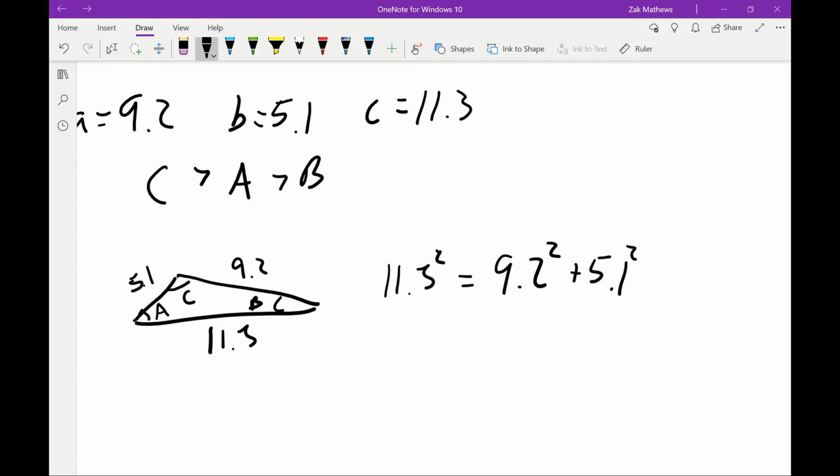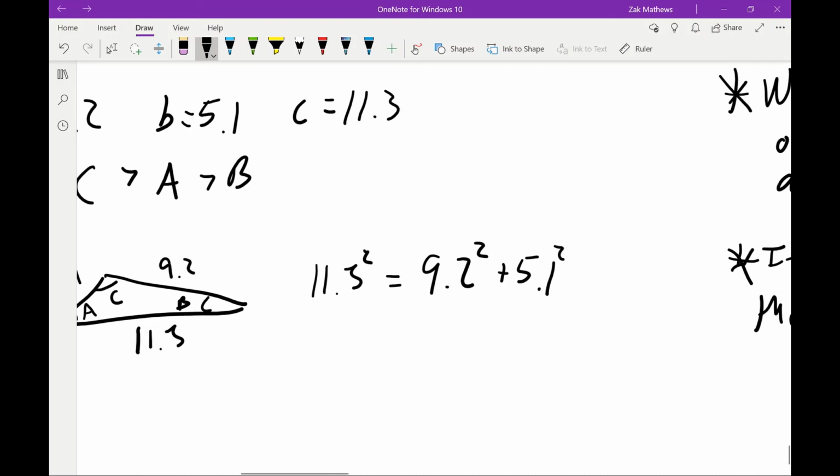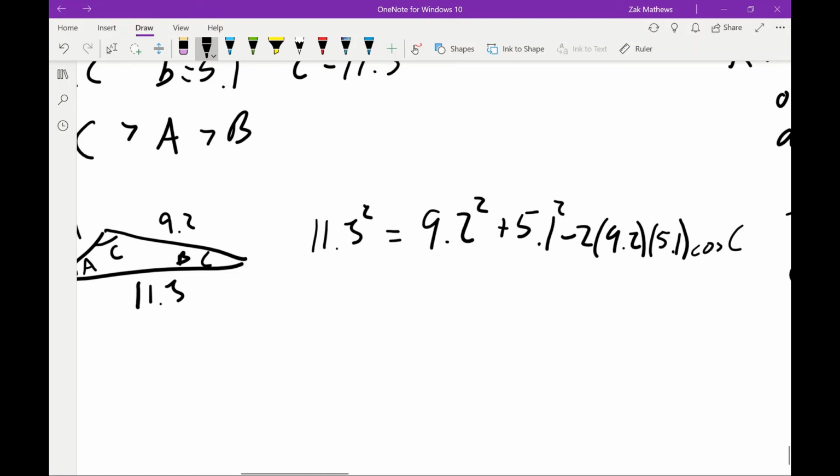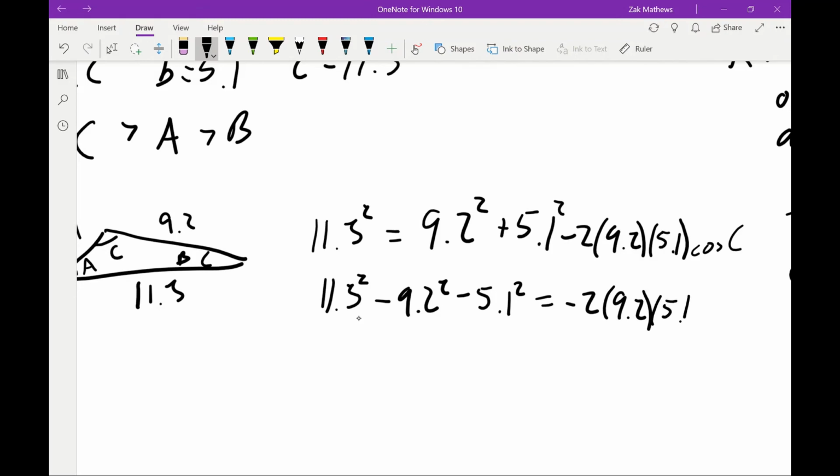So we have our c squared equals a squared plus b squared minus 2 times my a times my b times the cosine of angle C, which we don't know. I need to solve this for the cosine C, so we're going to have to do some rearranging. I'm not going to bother to type anything into the calculator yet. I'm going to keep everything as exact values. First thing I'm going to do is subtract these over to the other side. So now I have left the negative 2 times 9.2 times 5.1 cosine C.